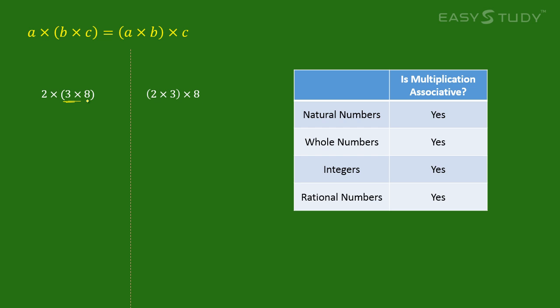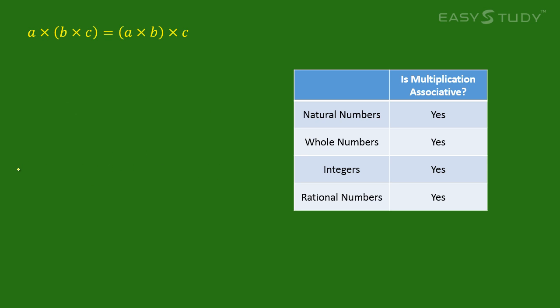Here we are grouping 3 and 8, and here we are grouping 2 and 3. You would notice that it will give you the same answer. For multiplication as well, 2 times (-4 times 8) and (2 times -4) times 8 will give you -64 and -64. So how you group the numbers in multiplication is not altering your answer.